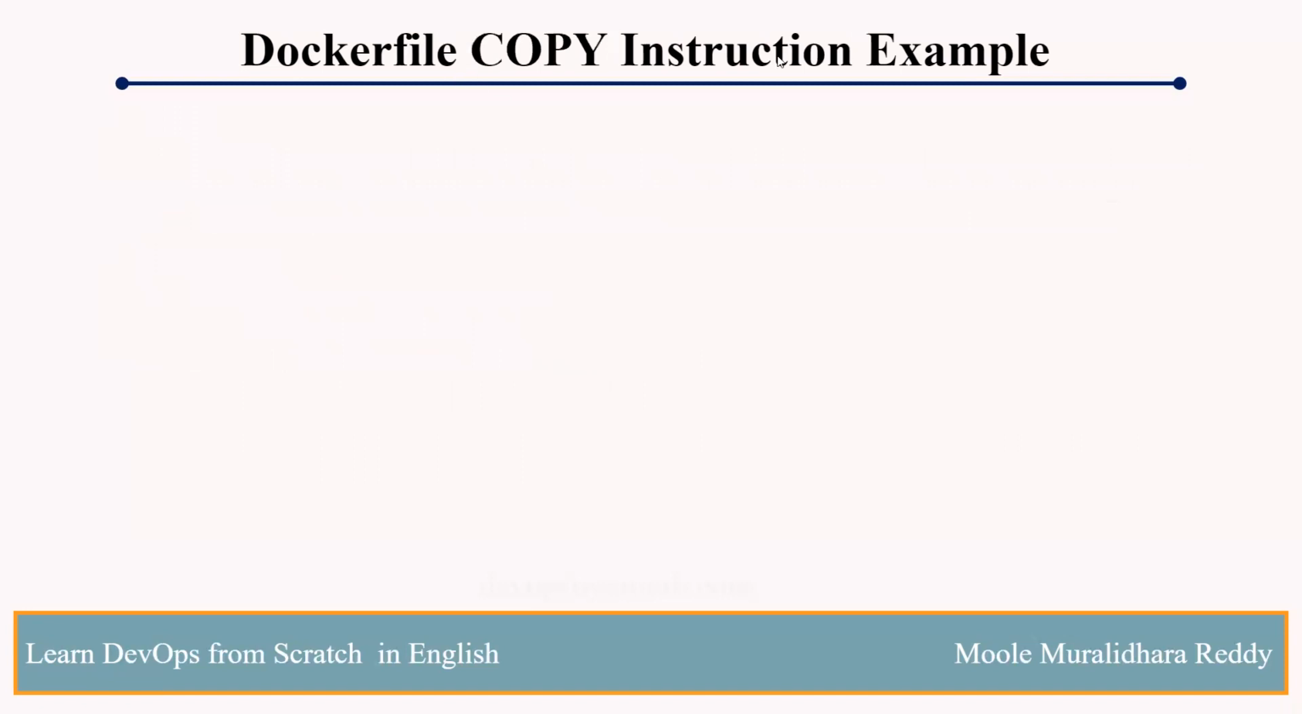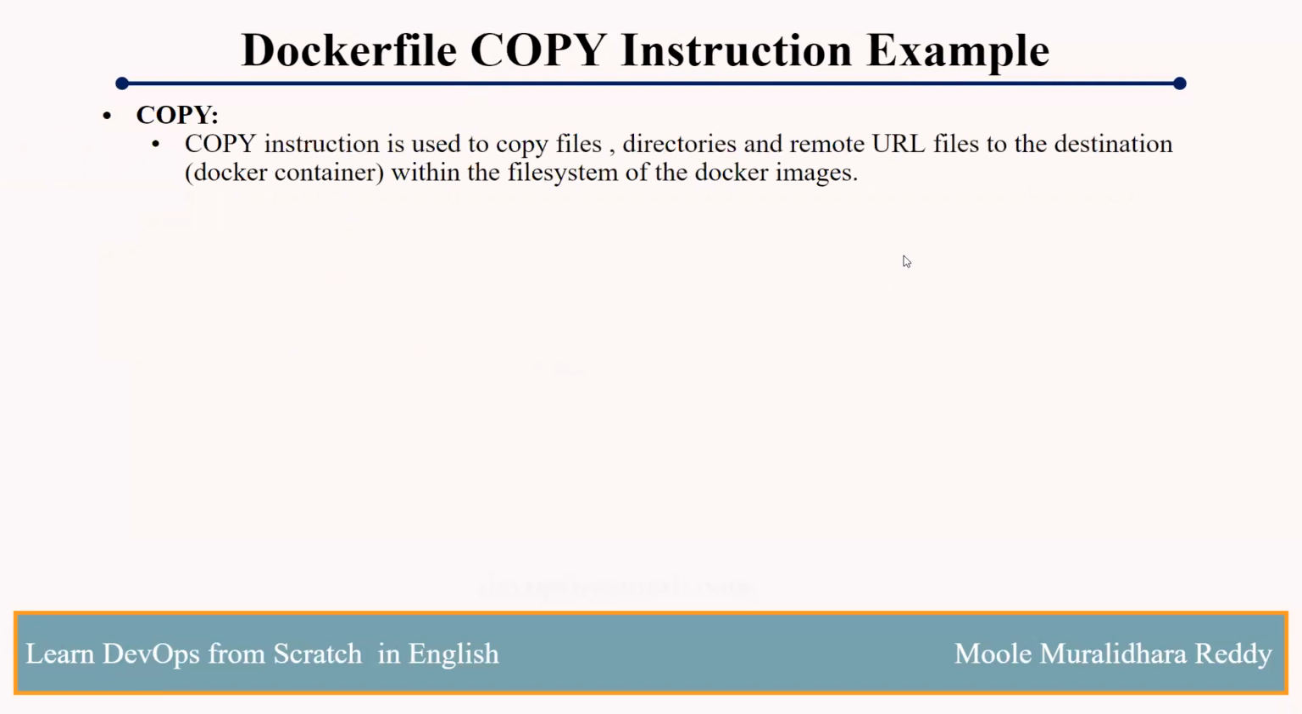Next one, the Dockerfile COPY instruction. COPY instruction and ADD instruction are both the same, only a small difference. For example, in the source you have a tar file. If you are copying the tar file to the destination, I mean inside the Docker image, when you run the container, the tar file will just be copied. It won't be extracted at the destination.